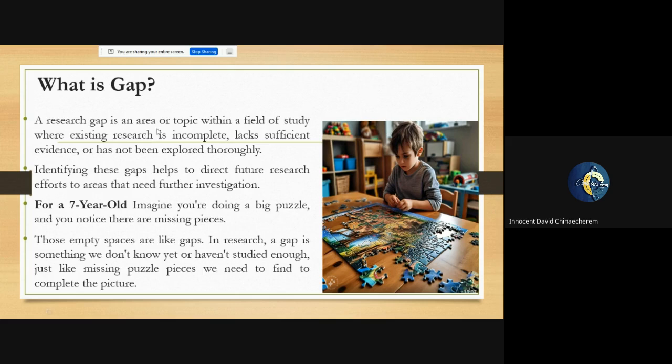Now, imagine for a 7-year-old, you are doing a big puzzle and you notice that there are some missing pieces. Those empty spaces are the gaps. So in research, a gap is just something we don't know yet. If my friend who worked on a malaria app for health communication has not done anything on a video-based game, or if it is not in existence, that means there is a gap there. Then there could also be another gap of something inside that game that is still missing.